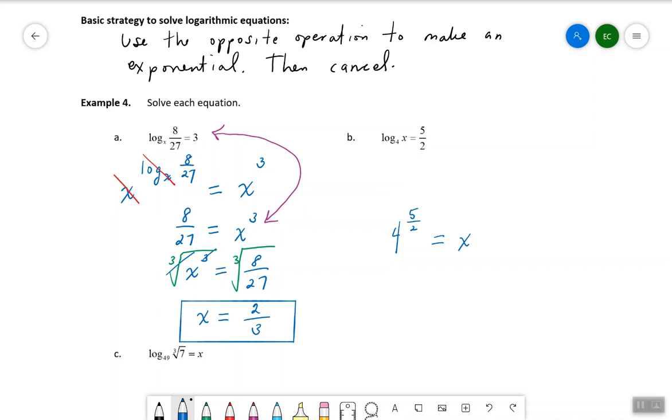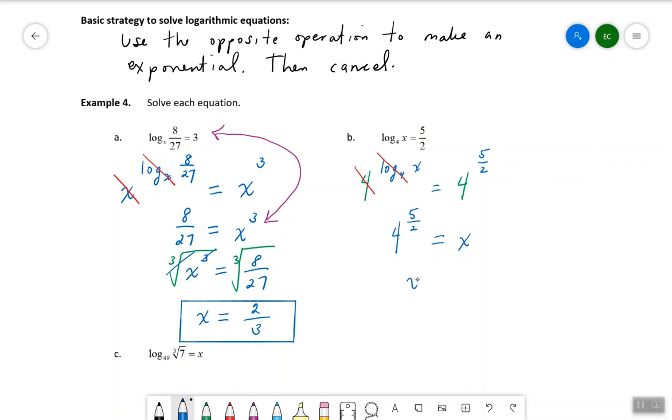But before we do that, let's back up. Let's apply the opposite operation to justify this step. So if we back up just a little bit, then we could put a base 4 underneath both sides of the equation. And then on the left side, the base 4 exponential and the log base 4 cancel, and we're just left with x is equal to 4 to the 5/2.